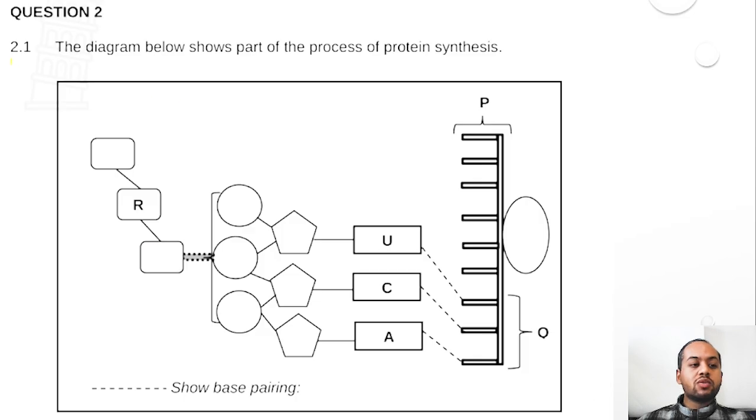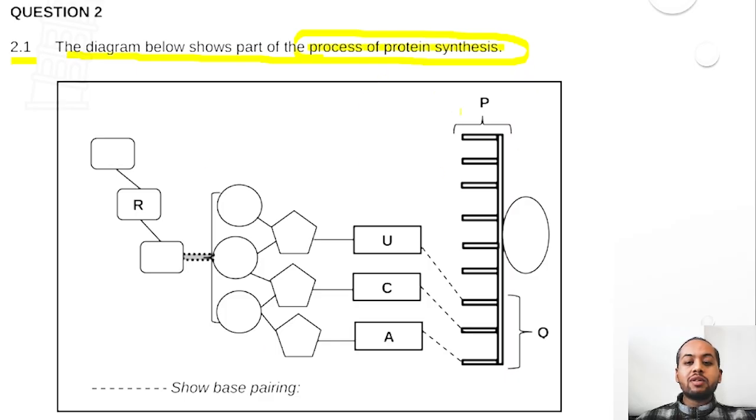If we look at the first question, 2.1, it says the diagram below shows parts of the process of protein synthesis. It does not tell us which phases we are looking at. We will need to look at the diagram to identify it.